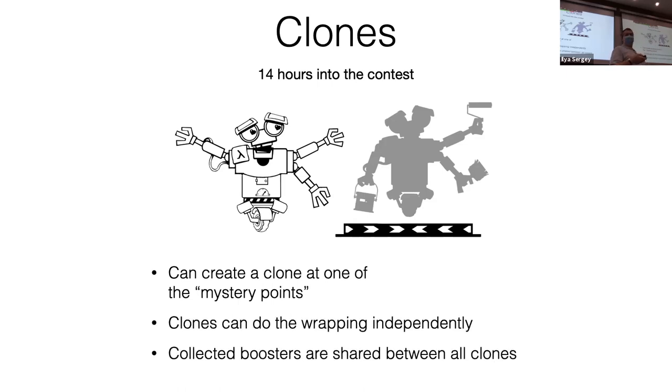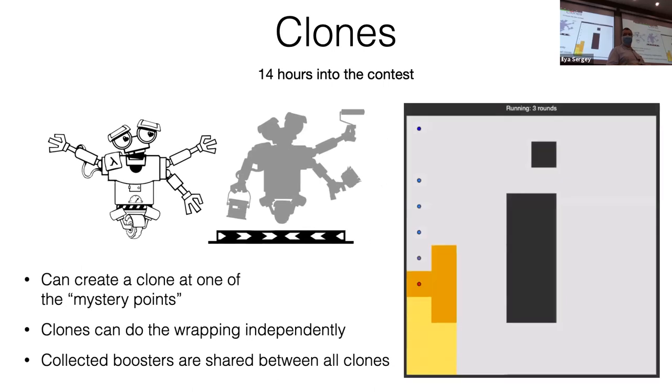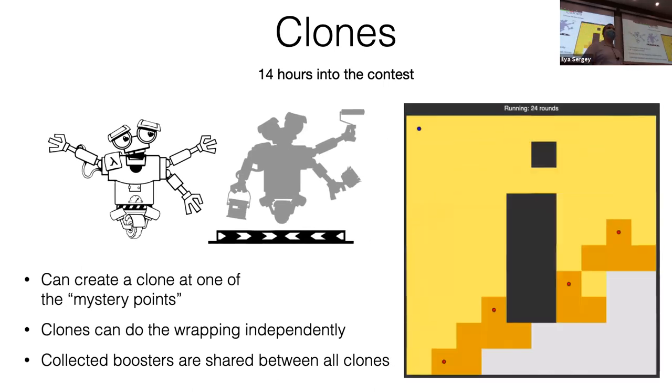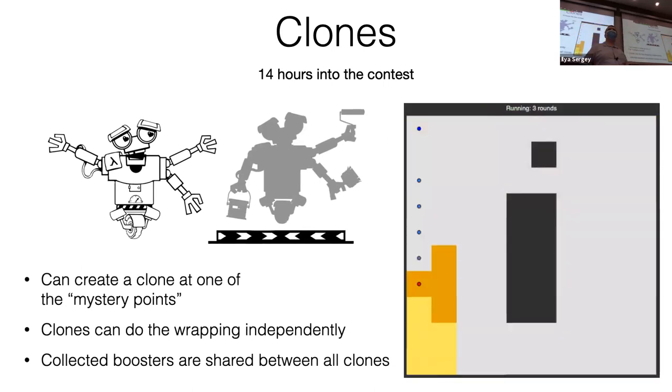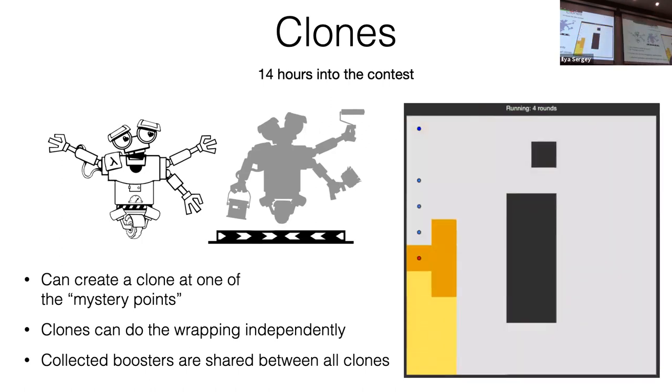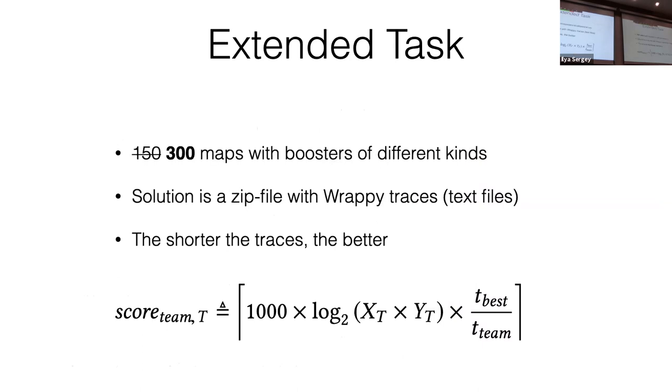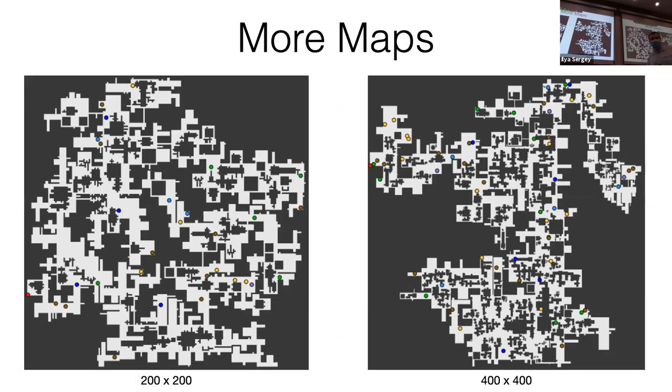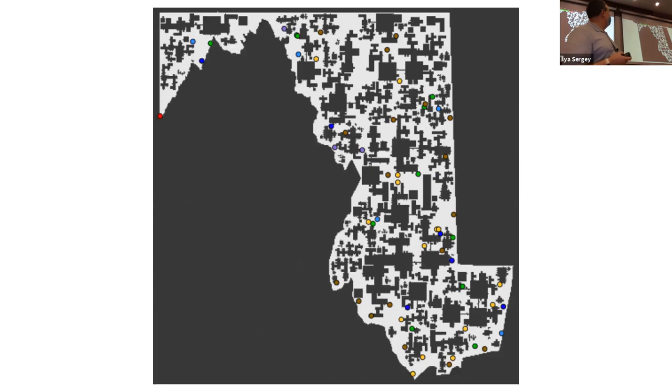Because if we can create clones, we get ourselves into parallel processing optimization. It wasn't particularly hard before. Okay, and this is the way it goes. So we extended the task and provided more interesting maps like this. I think this is Indiana, one of the states in the US.